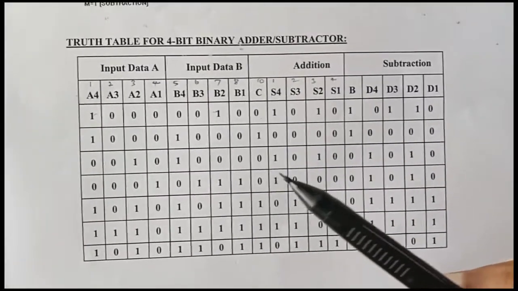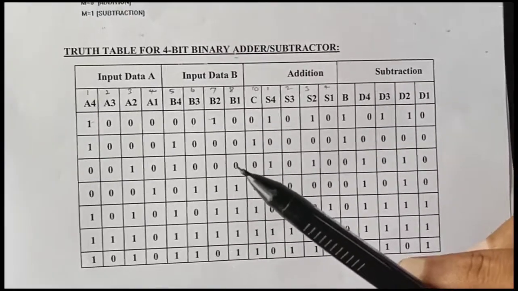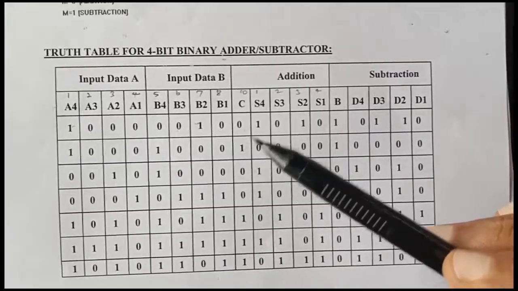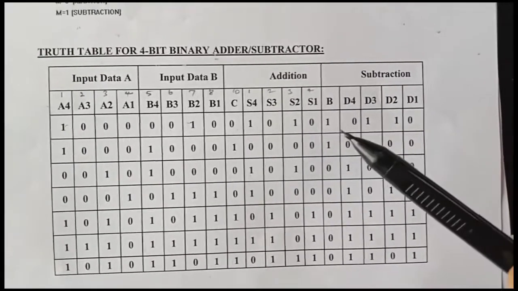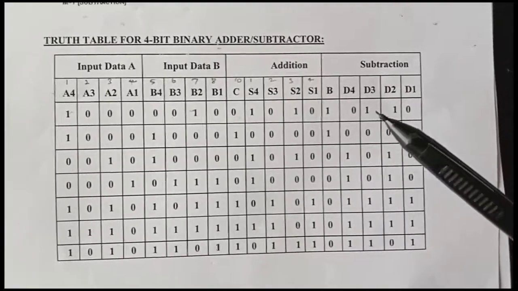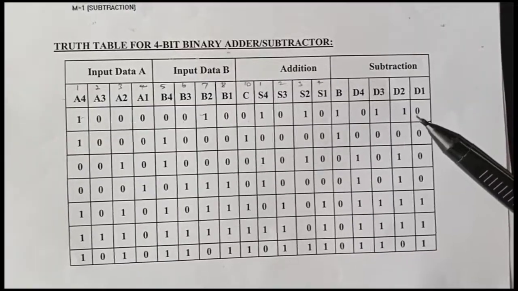So here A4 is equal to 1, A3 0, A2 0, A1 is equal to 1. Similarly B4 0, B3 0, B2 1, B1 is 0, which means in this case the borrow value is equal to 1. So difference 4 is equal to 0, difference 3 equal to 1, difference 2 equal to 1, difference 1 is equal to 0.